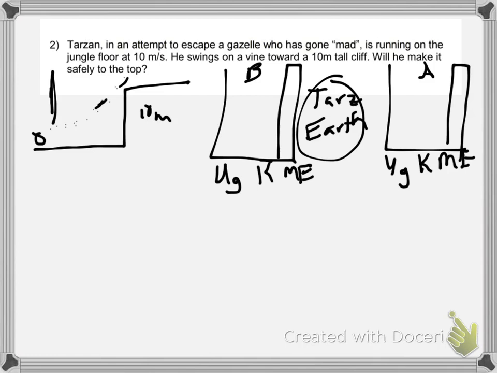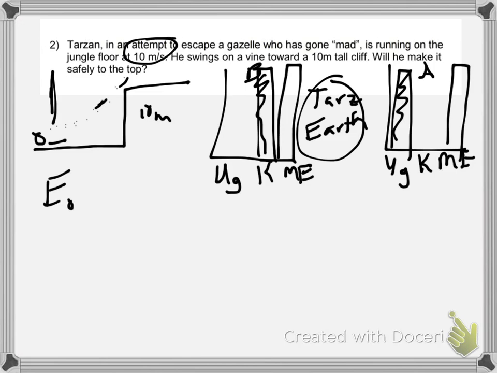So we would then say, okay, if we have a conservation of energy statement, then at the very beginning it's going to be all kinetic because he's on the floor and he's moving really fast, and the speed is 10 meters per second, and then that turns into gravitational potential energy. So we still have conservation of energy. That kinetic at the beginning has to be the gravitational at the end. So then we write that, right?